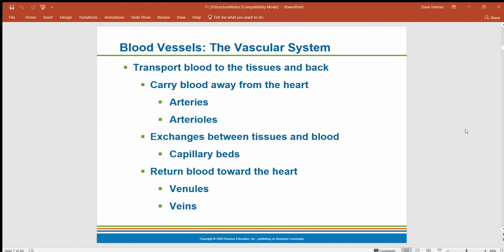Anything that is going toward the heart is going to be a vein. The smallest of the veins are called venules that come out of the capillary beds, and they run into larger and larger veins until they head into the superior and the inferior vena cava, which leads directly into the right side of the heart.